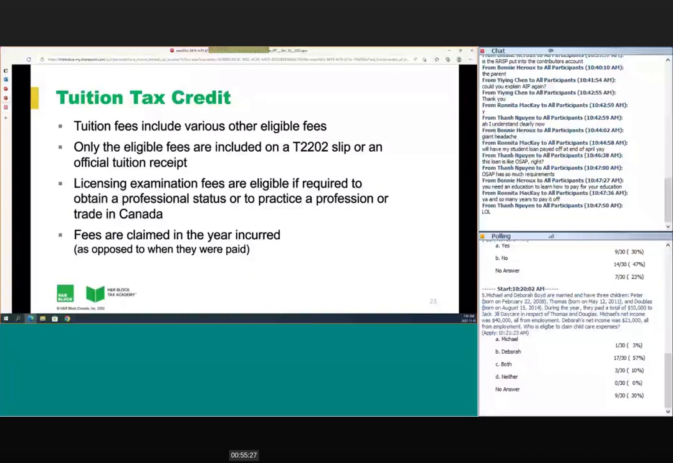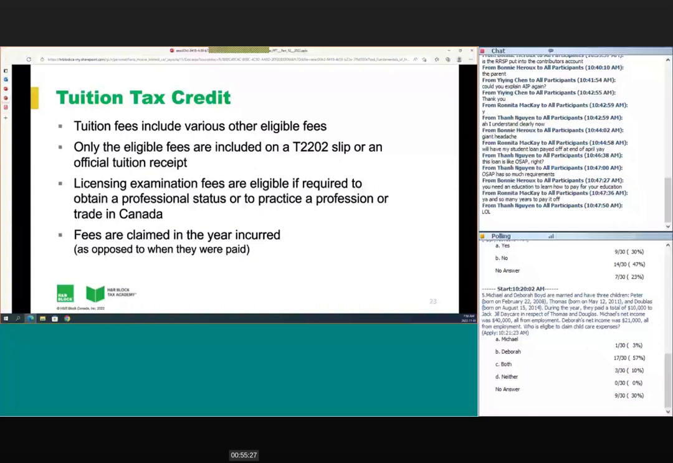Fees paid to an education institution, a professional association, or a professional ministry to take an exam that is required to obtain professional status will qualify. Which means that, and I think we mentioned in the textbook, if you had to do the LSAT or the MCAT, that is not considered an eligible fee. However, if you do end up graduating and you are a lawyer or a doctor, you have to sit for exams, they are considered tuition and would be a non-refundable credit.